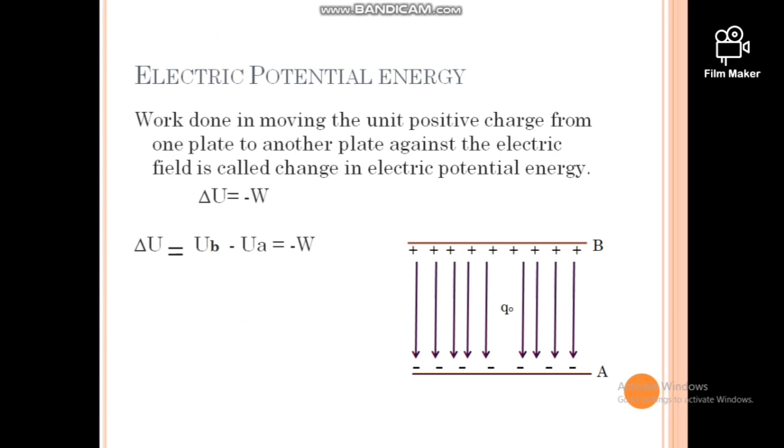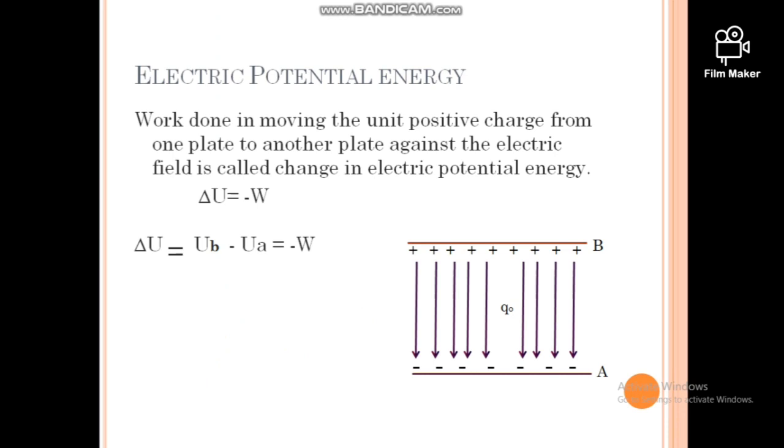This charge will experience the electrostatic force and move towards plate A and gain energy, kinetic energy. In order to move it in the opposite direction from plate A to B, work is needed by some external force. When work is done on it, then it can move from plate A to B, and in this way its electric potential energy will be increased.